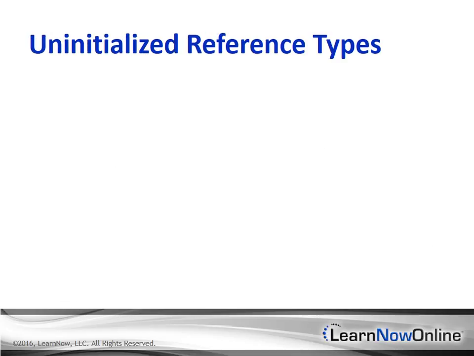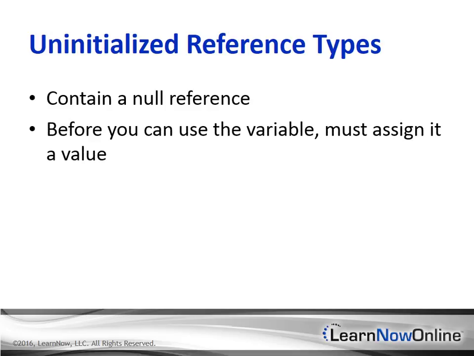Now when you create a variable of a reference type, the variable has a specific value before you assign it a reference to a particular object. Its value is null. You can also say that the variable contains a null reference. Before you can use the variable, you have to assign it a value so that it refers to an object. If you attempt to use the variable before assigning it a reference, you'll raise a runtime exception.